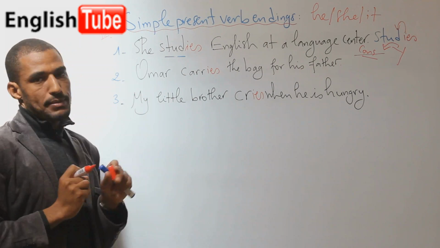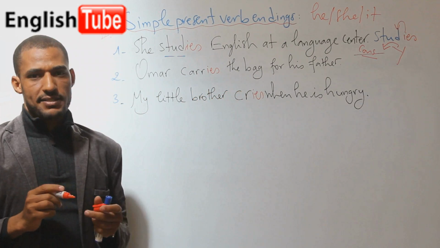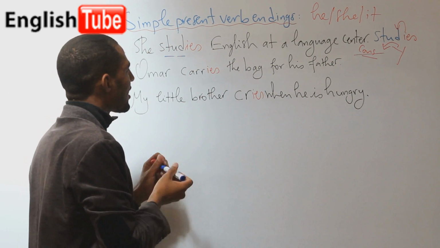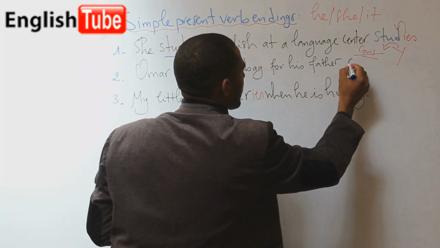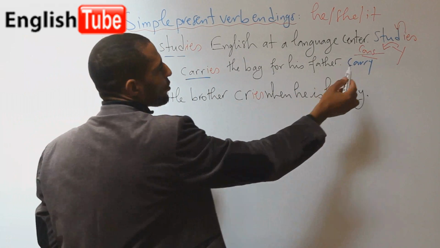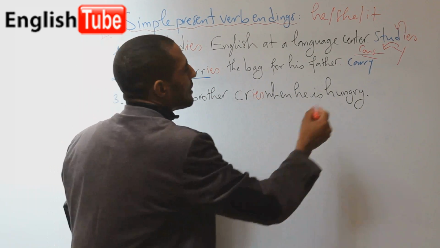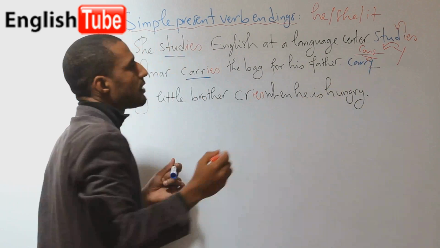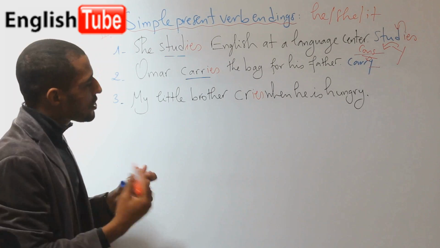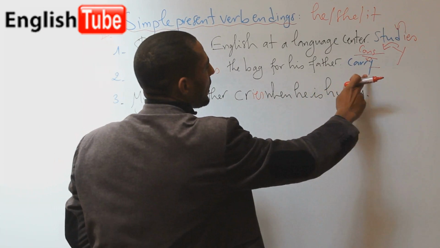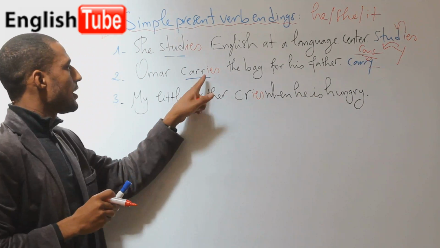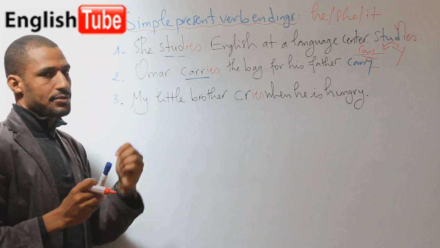Let's move on to number 2. Omar carries the bag for his father. The verb here, again, is not car, but it is originally carry, which means you have Y at the end, preceded by a consonant, which is, in this case, the letter R. So again, whenever you have Y preceded by a consonant, we should again add IES. The same as the first one.